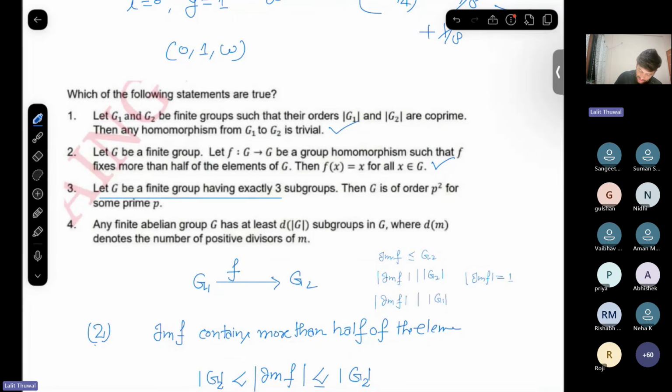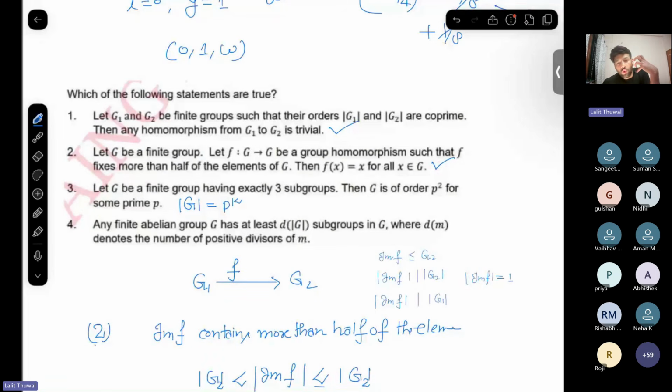Let G be a group having exactly 3 subgroups, then G is a group of order p square for some prime p. So, first of all, G should have order p to the power k. This can be done here. It is very easy.